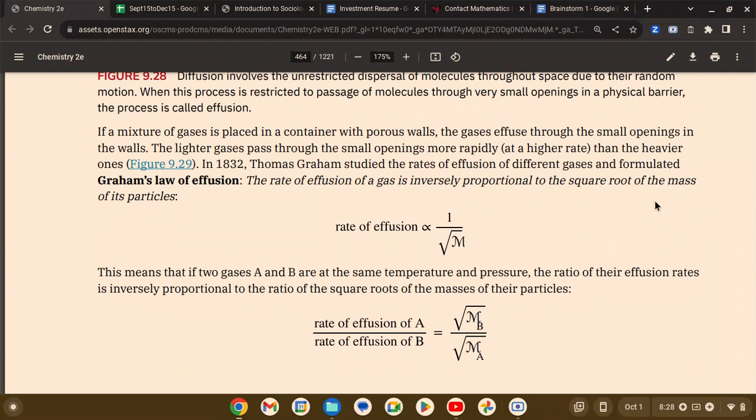Rate of effusion is proportional to 1 over the square root of m, or mu, maybe capital mu, I'm not sure. This means that if two gases, A and B, are at the same temperature and pressure, the ratio of their effusion rates is inversely proportional to the ratio of the square roots of the masses of their particles.